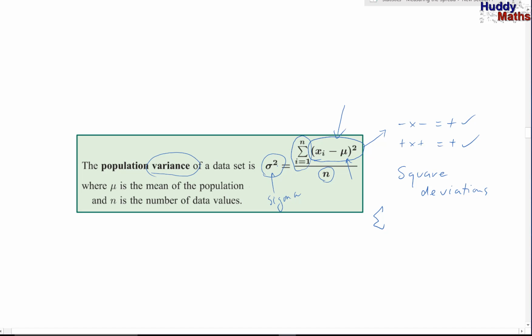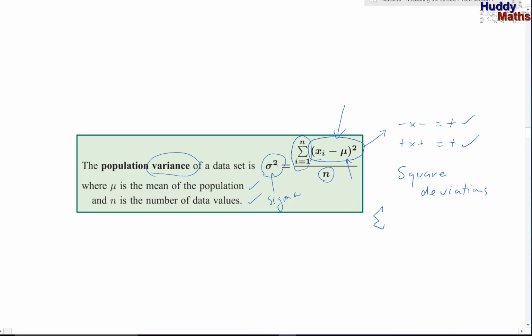So mu is the mean of the population, and n is the number of data values, like we've just said. So this is some measure of spread. It's the squares of all the deviations of the scores away from the mean, and the average of those.